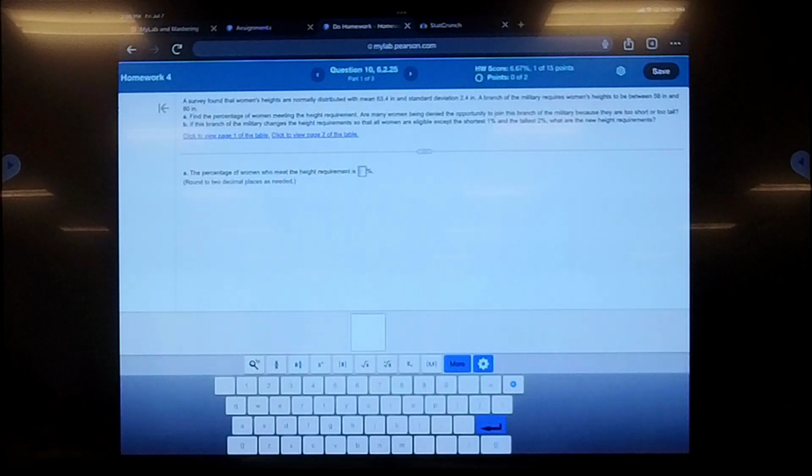And they want me to enter it as a percentage. Is that where you screwed up, Riley? Yeah. So 98.78%.